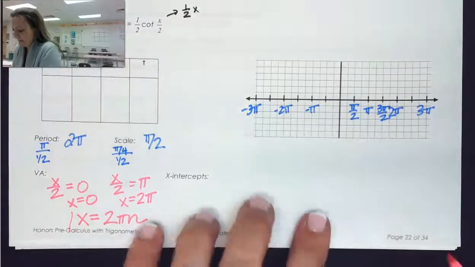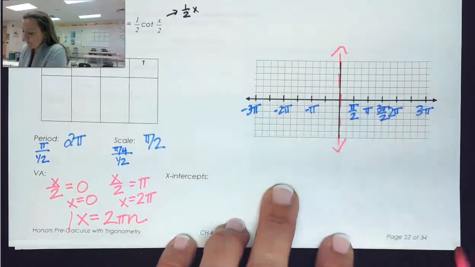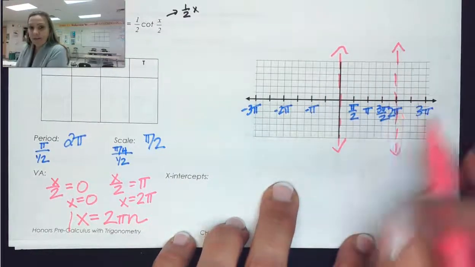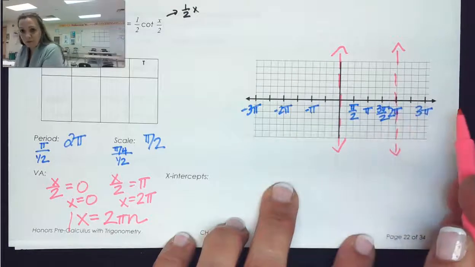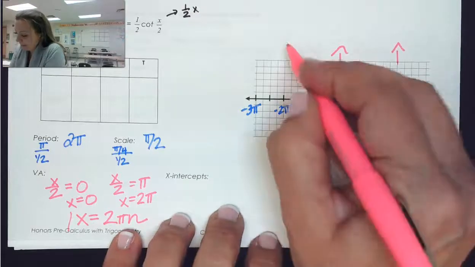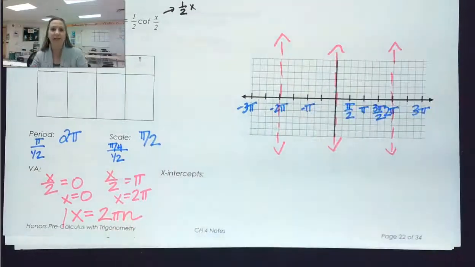Okay. So again, there'll be an asymptote at x equals 0. There'll be an asymptote at x equals 2 pi. There'll be an asymptote at x equals 4 pi. Okay. And then going backwards, there'll be an asymptote at x equals -2 pi, x equals -4 pi, etc.